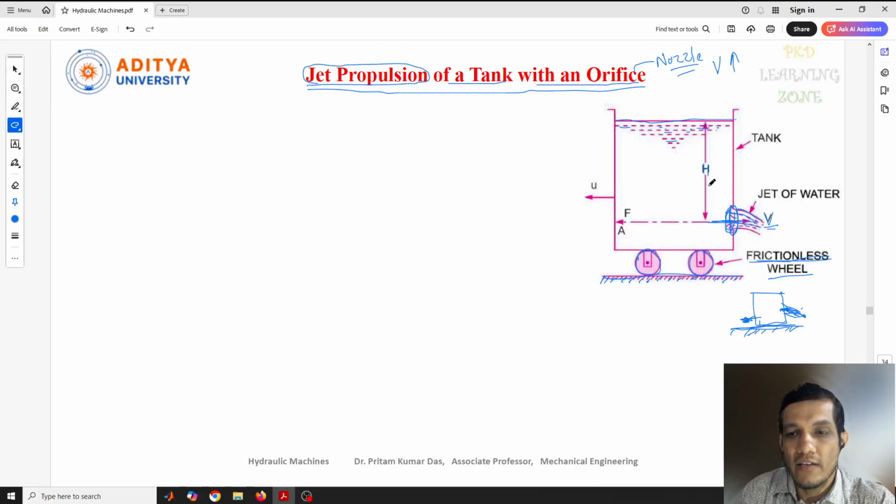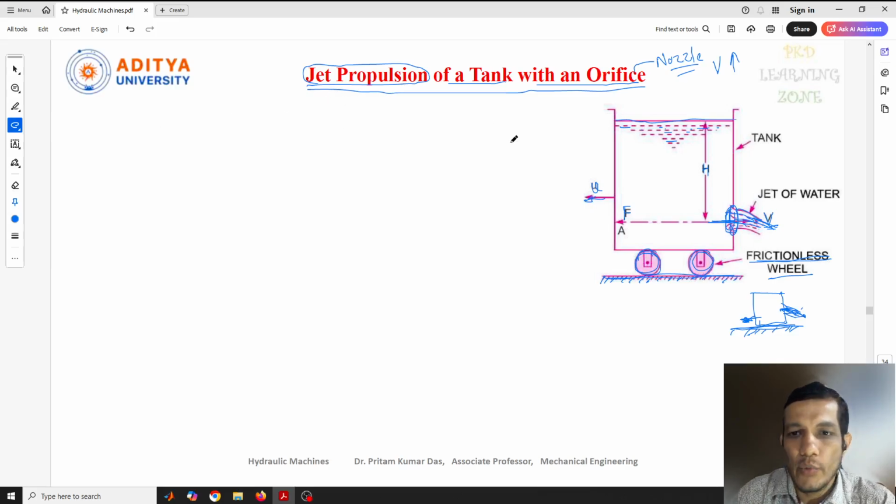But in this condition, the surface is there and two frictionless wheels are attached. The velocity of water coming out gives a reaction force on the tank, and due to this reaction force, the tank also starts moving with a velocity of u. We'll discuss these things in detail and identify some equations for this.